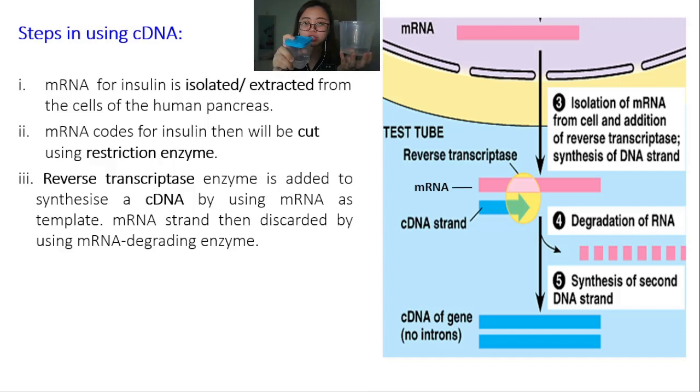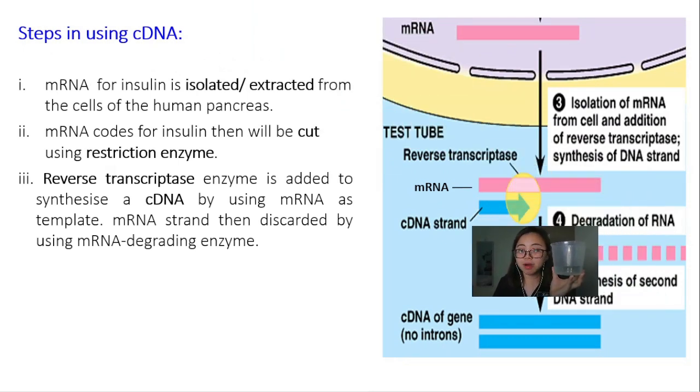So kita ambil reverse transcriptase enzyme and we're going to add that in the test tubes. Okay, so reverse transcriptase enzyme is added to synthesize a cDNA by using mRNA as a template. Di sini sekarang akan ada molekul yang separuh mRNA, separuh cDNA, as you can see in this part of the diagram. As you can see in this part of the diagram.